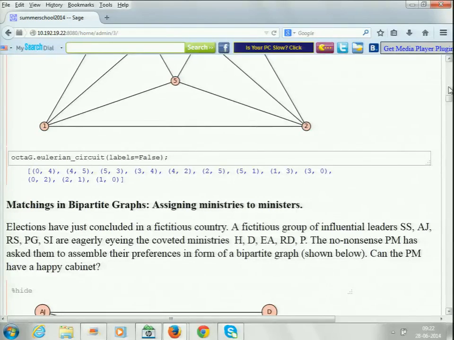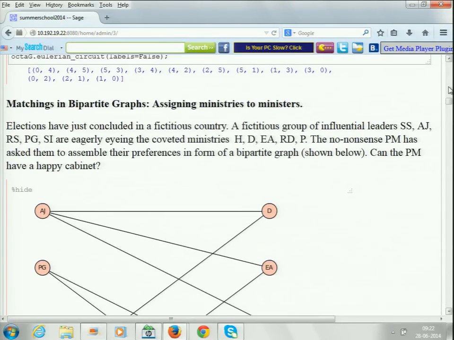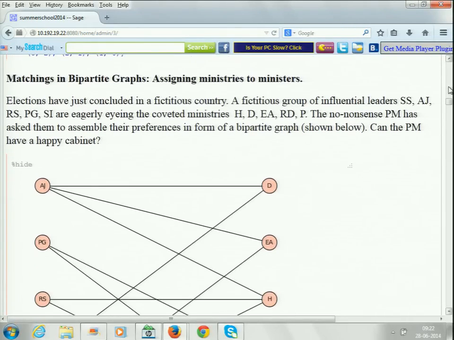So the next thing I'd like to cover is something called a matching. This is the main focus of this talk. If you have to take away one thing, just remember there's something called a matching in a graph, and it's particularly useful in the context of bipartite graphs. First I'll just say what a matching is in a graph.